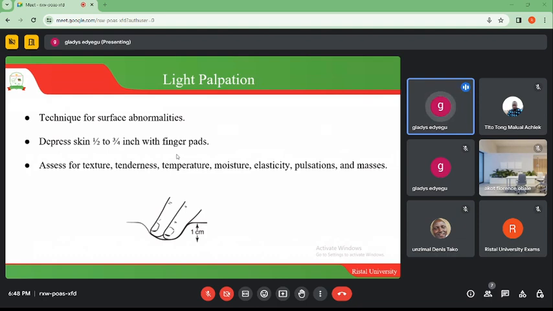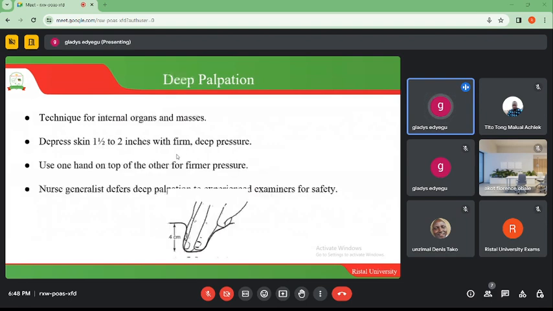Also on palpation, you can assess any masses. Like in breast examination, you can see there is a mass on this breast, and they can suspect a cancer. So deep palpation is the technique for internal organs and masses. For superficial palpation, you are looking at the superficial abnormalities, but for deep, you're looking at the internal organs and the masses. So you depress the skin 1.5 to 2 inches with firm and deep pressure.